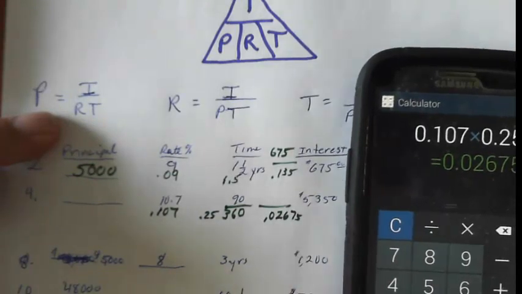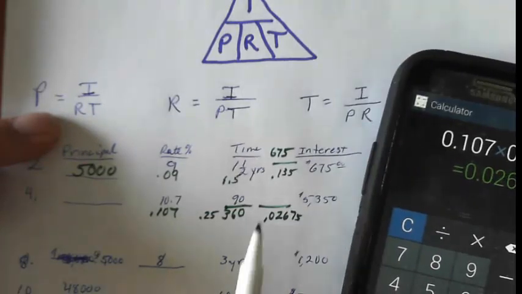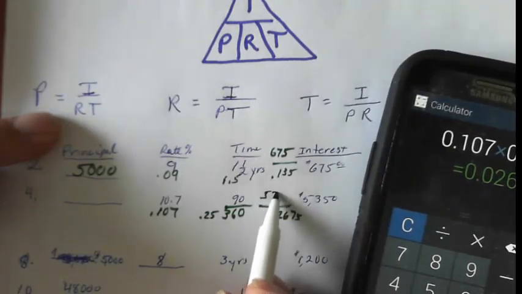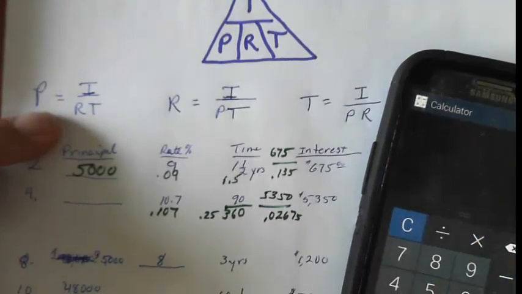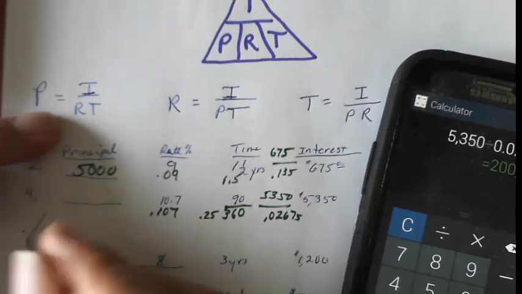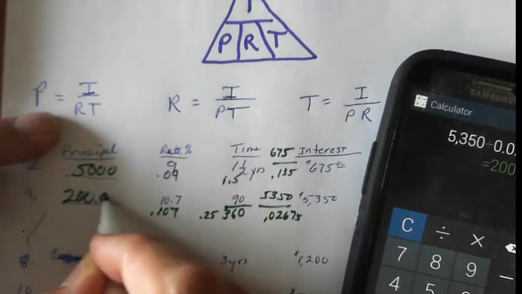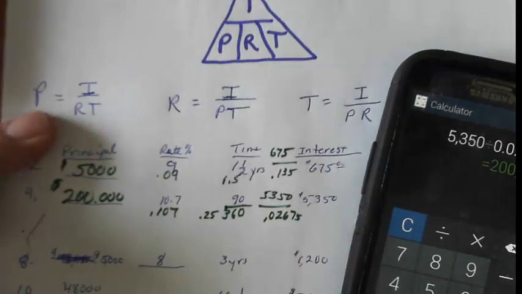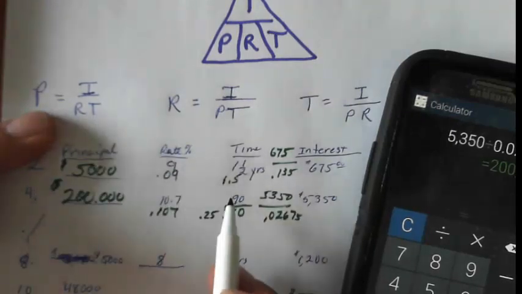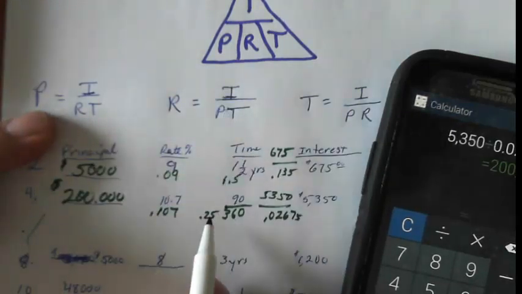0.02675, I have to scoot the calculator over there a second. So then we're going to plug our interest above. So we have a new 5350 divided by 0.02675 equals 200,000. Okay, so it's pretty straightforward. You just have to remember to do whatever it is on the bottom first, get that answer, and then take the top divided by the bottom.